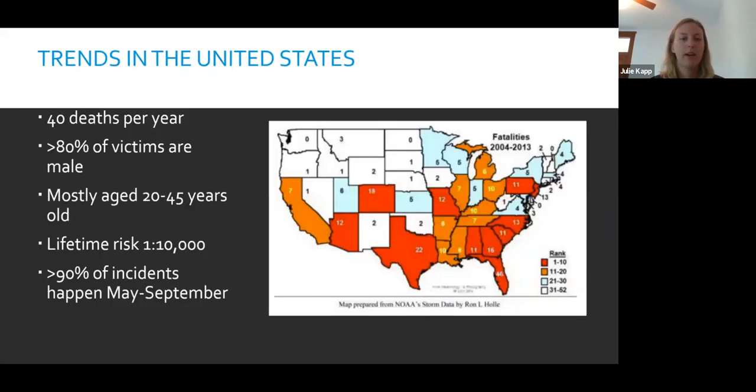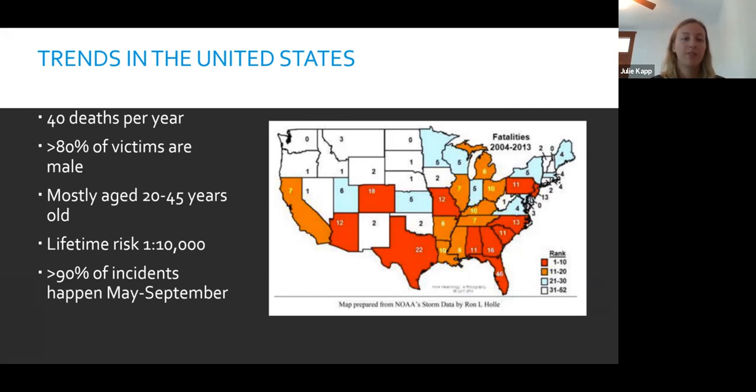Some trends in the US: there are about 40 deaths per year in the US related to lightning strikes. In comparison, about 70 flood-related deaths occur annually in the US and about 30 avalanche-related deaths. This image on the right, taken from the guidelines, shows fatalities in the US from 2004 to 2013. The majority of lightning strike fatalities occurred in Florida, followed by Texas, and combined, those two account for about a quarter of lightning strike deaths in the United States.